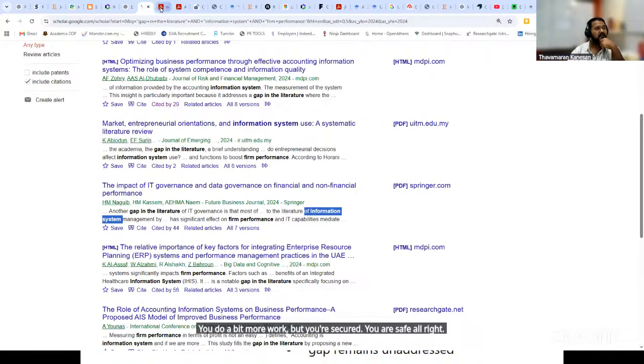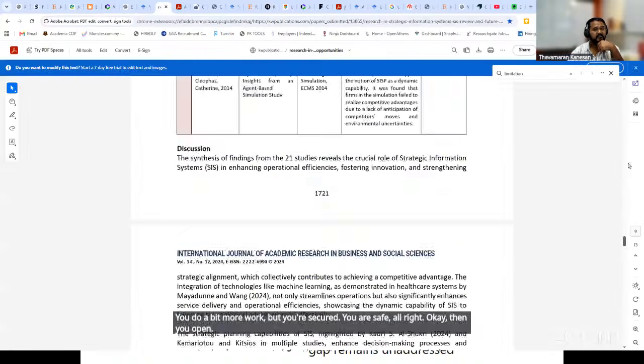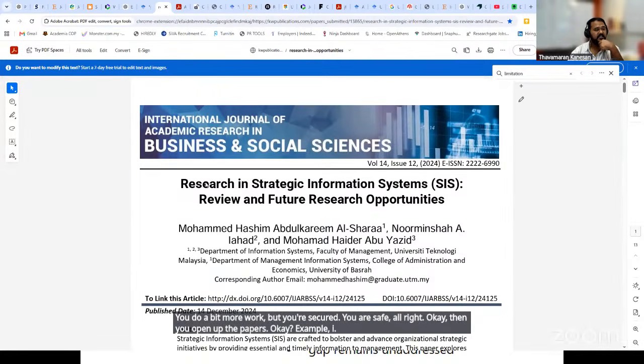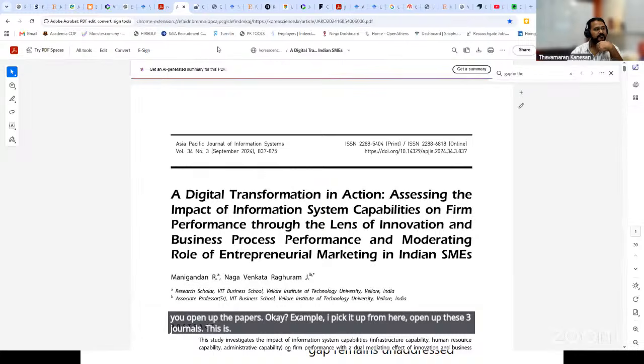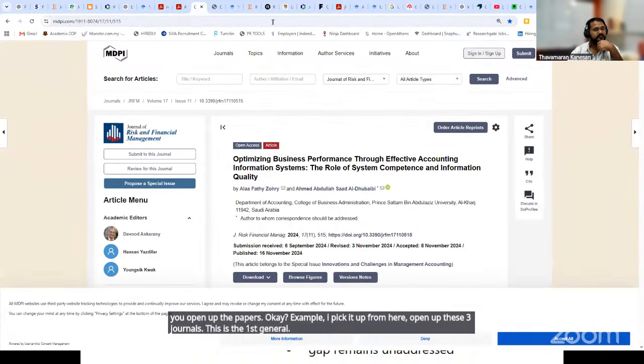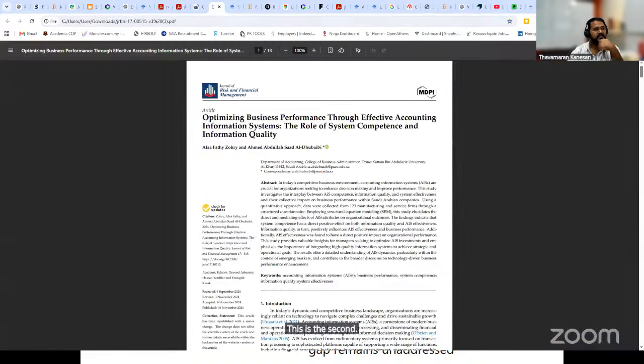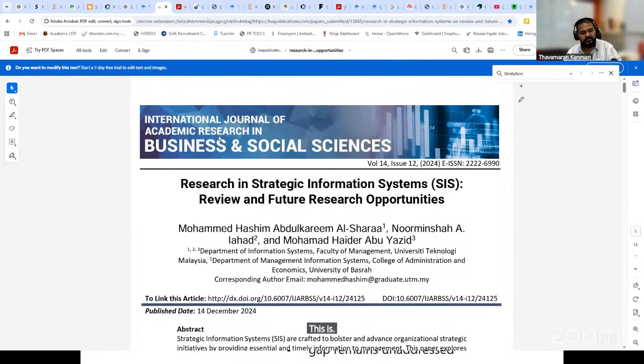Then you open up the papers. For example, I pick it up from here and open up these three journals. This is the first journal, this is the second journal, this is the third journal. This particular journal, what I do now is I just go there and press Control F. If you don't want to read the whole paper, that's fine.